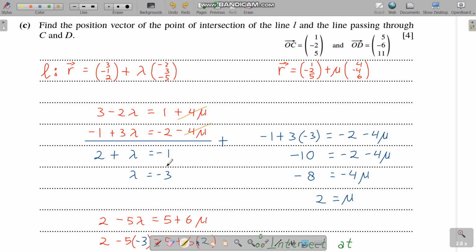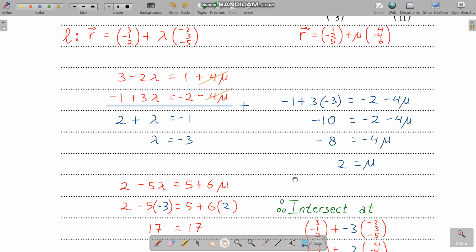And after you find lambda, you can find mu using one of the equations. Here I'm using this equation, we replace lambda with -3, and we can find mu. So this is -10, so +2 both sides, divide by -4 both sides, we get mu.